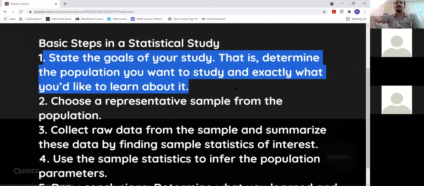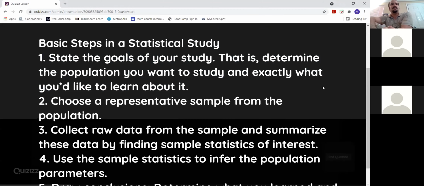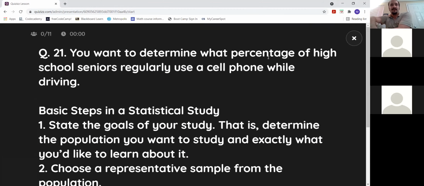That is, determine the population you want to study and exactly what you'd like to learn about it. So what's your population here? High school students? Yeah, I would be a little bit more specific. I would say seniors, right? So all seniors in high school? All high school seniors, yep, that's it. But yeah, you're talking about all the high school seniors.